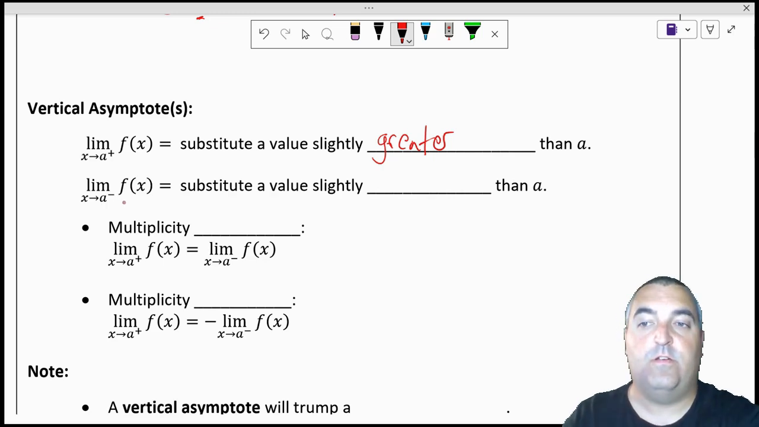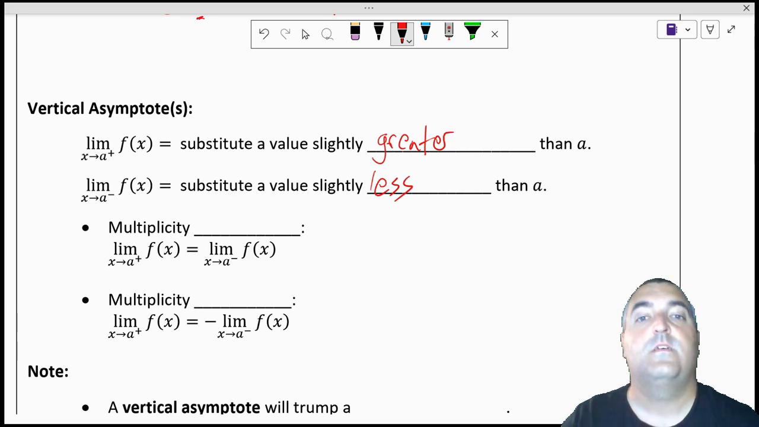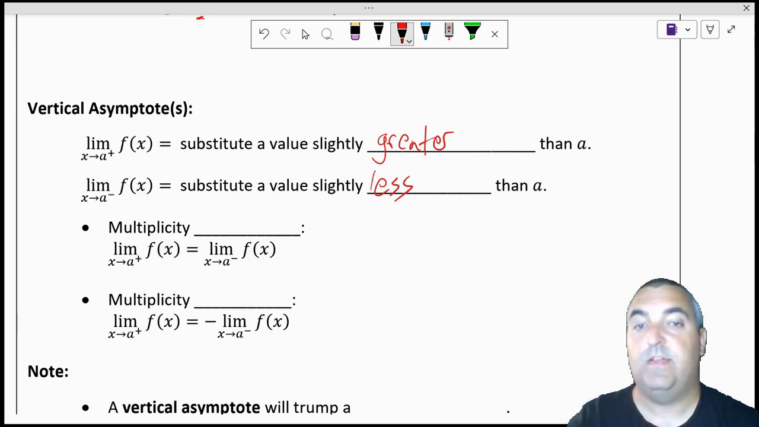If you're looking for the limit as x approaches a from the left, then we're going to substitute a slightly less value than a. Again, if it's 1, put in 0.99.